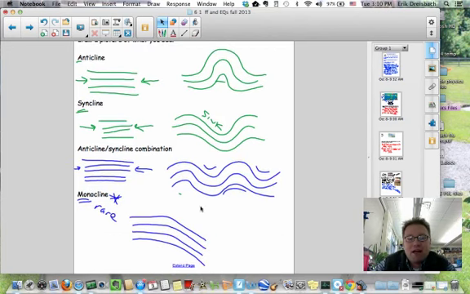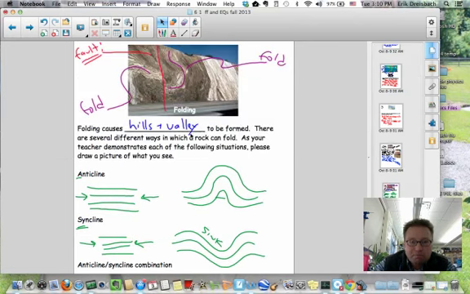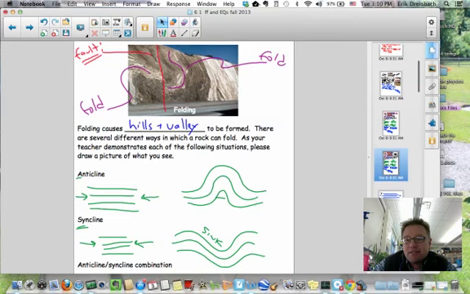There's also a monocline. We won't worry too much about a monocline, but basically where there's a little bit of pressure, only one side dips down a little bit. But the three I want you to think about are the anticline, syncline, and the fact that they can be combined together. And it's the same slide twice.